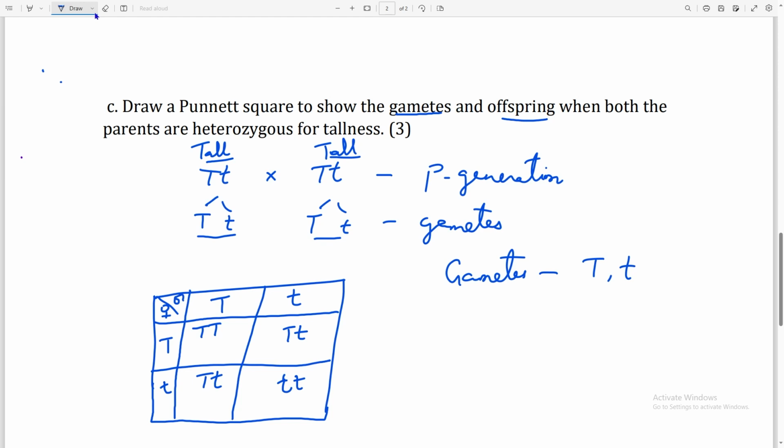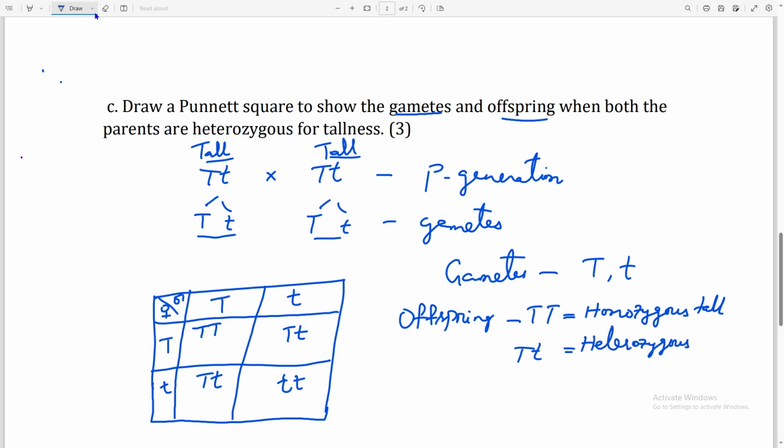And offspring, you have to mention offspring, capital T, homozygous tall, capital T, small t, heterozygous tall, small t, homozygous dwarf. So this is the correct way of presentation of the answer.